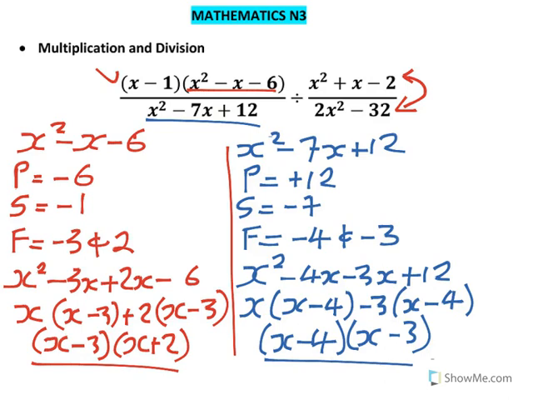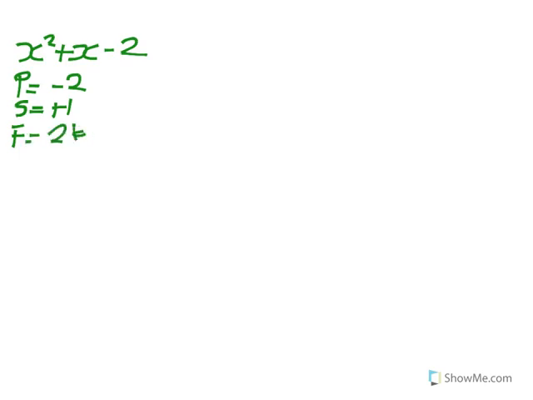So we're done with the first side. Let's look at the right hand side after the division sign. You have got x squared plus x minus 2. Again, my product is minus 2, my sum is plus 1, my factors are 2 and minus 1. So it will be x squared plus 2x minus x minus 2.